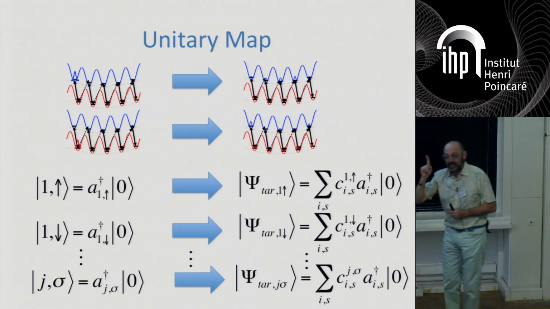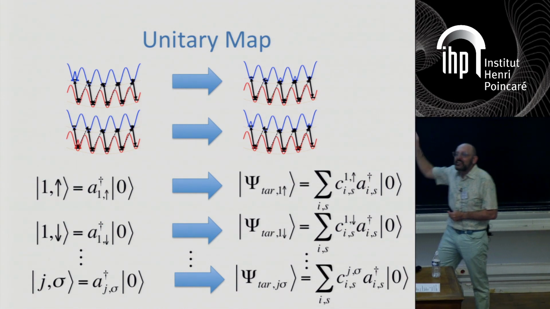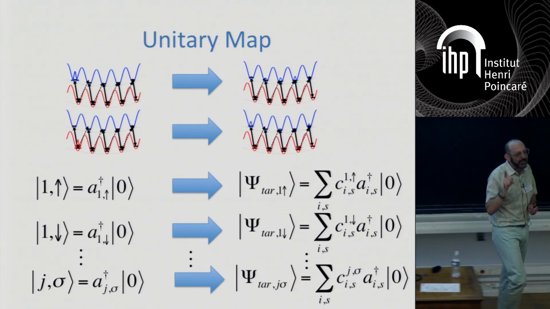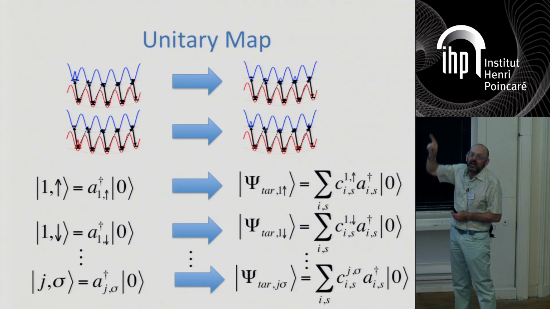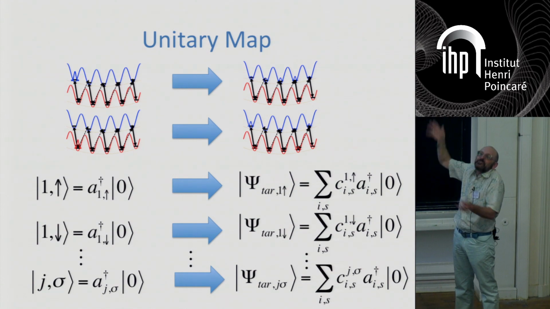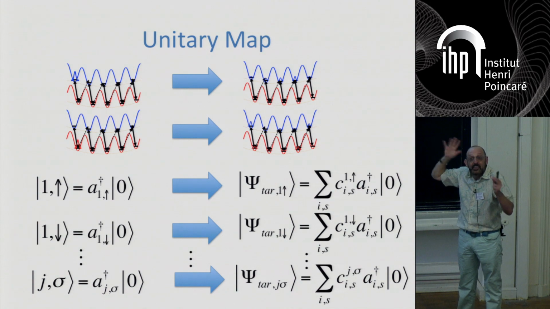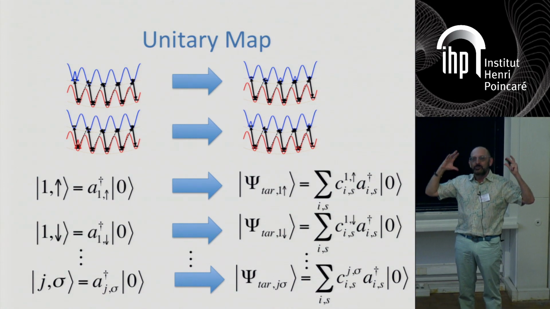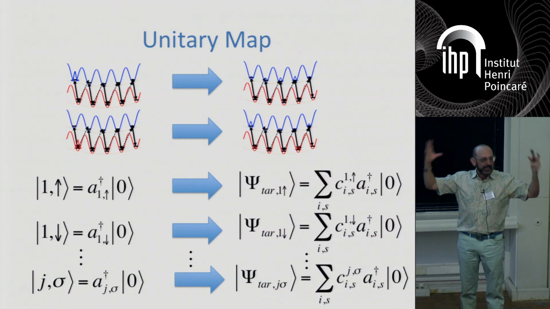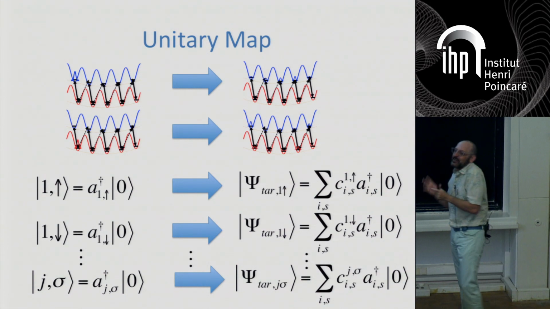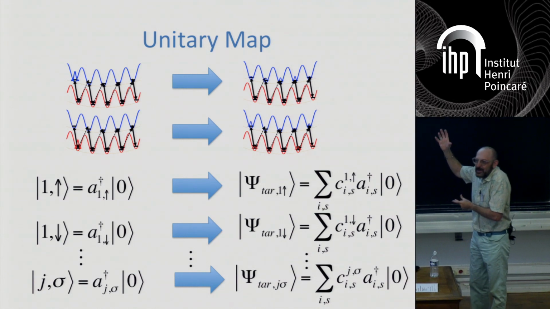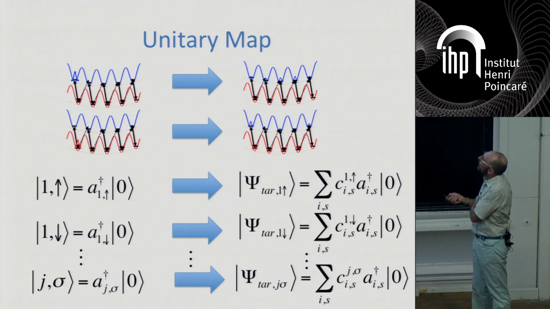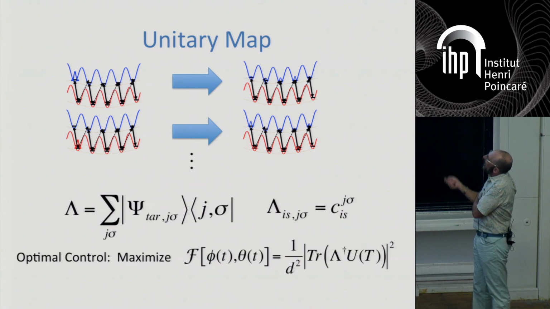Okay? But I emphasize this is single atom control. We're not controlling the many-body system. We're just controlling the state of one atom. And depending on where it started, it goes to some random state. Okay? That's the beauty. We don't have to generate the 2 to the n dimensional unitary matrix on n qubits. We just have to generate the n-dimensional matrix, n by n, where n is the number of lattice sites in the system.